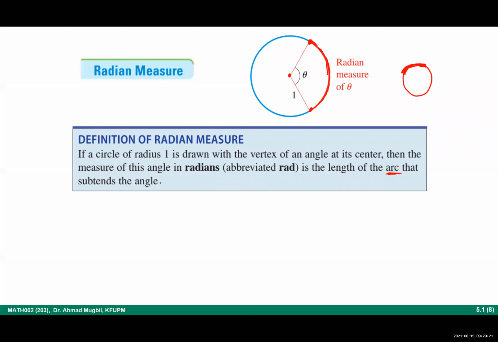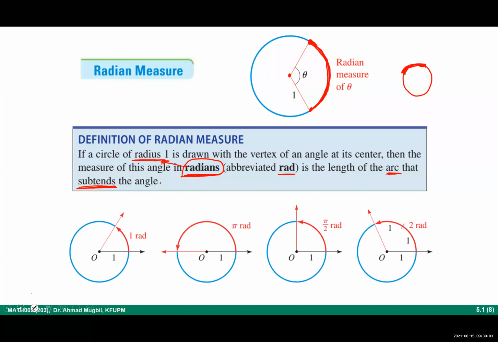Now, the length of this arc is the measure of this angle in radians, okay? So if a circle of radius 1 is drawn with the vertex of an angle at the center, then the measure of this angle in radians, abbreviated as rad, but we don't read it rad, we say radians. The name radians comes from the radius of the circle. So it is the length of the arc that subtends the angle. Subtends here means corresponding to.